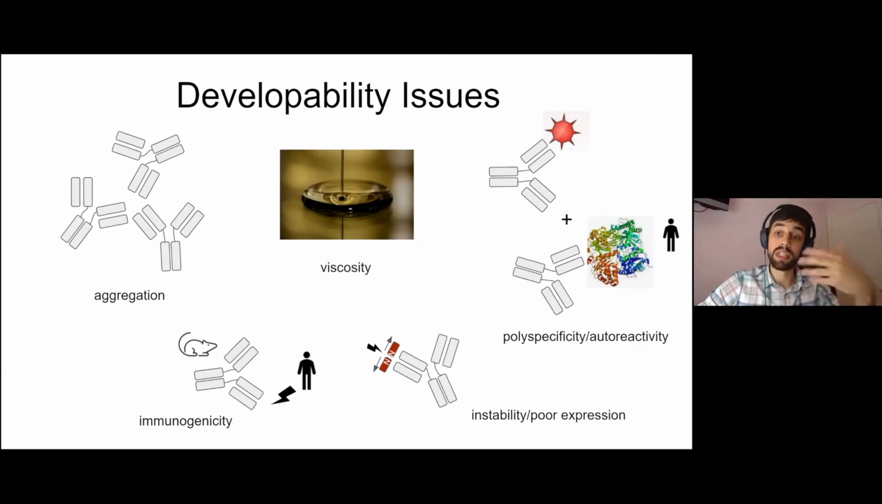Maybe the antibody does bind to the target of interest, but it also cross-reacts with human proteins that we don't want to happen. And it's possible also that, as can often be seen by poor expression titers, there's some inherent instability to the antibody. That could be chemical instability, that could be structural instability. It's making the antibody reluctant to fold properly, and you end up with a poor drug as a result of that. So the tools that I'm going to present now sit in this space, not predicting all of these developability issues, but trying to predict some of them.